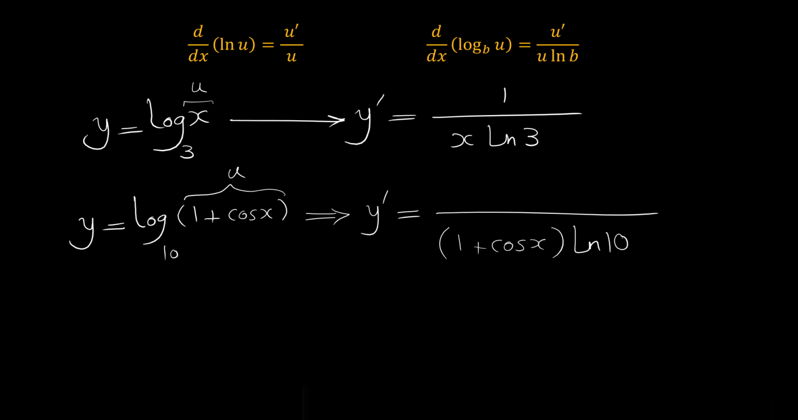But what is u prime? Derivative of 1 is 0 and derivative of cosine of x is negative sine of x. So u prime is negative sine of x. So derivative of the function is negative sine of x over 1 plus cosine of x times by ln of 10.